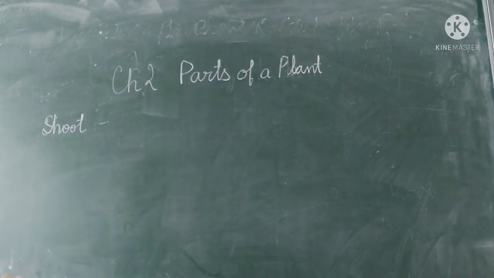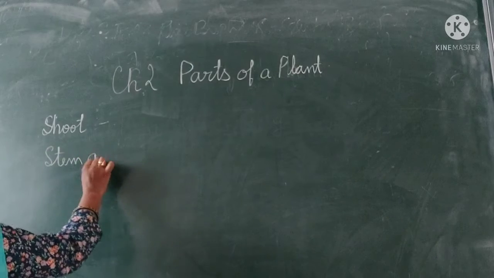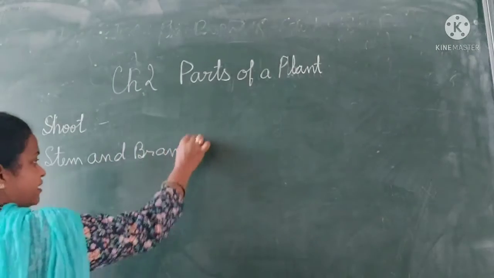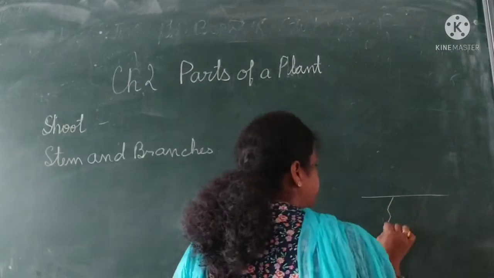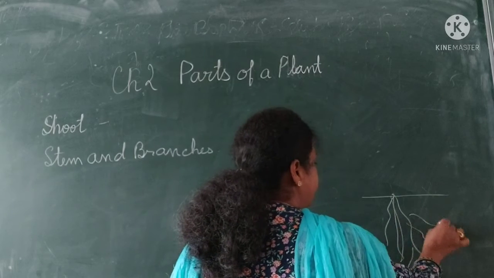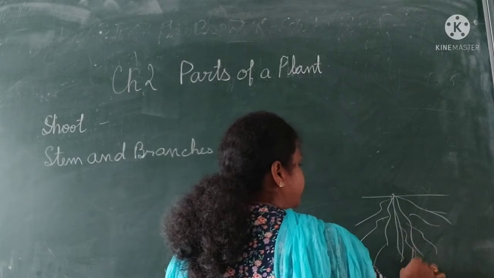Now the first thing we talk about in the shoot system is stem and branches. Do they have stems and branches in it? Yes. If you see a plant, they are having stem and branches. Suppose this is the root of the plant. This is the root. It is below the ground.